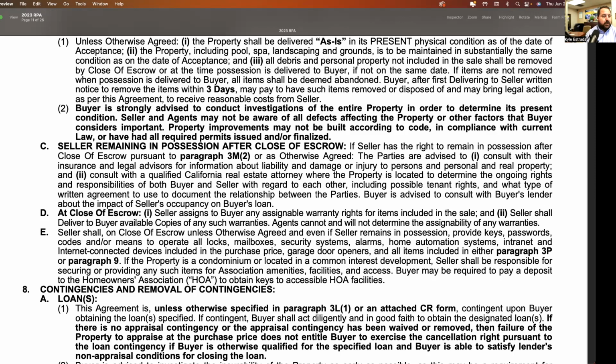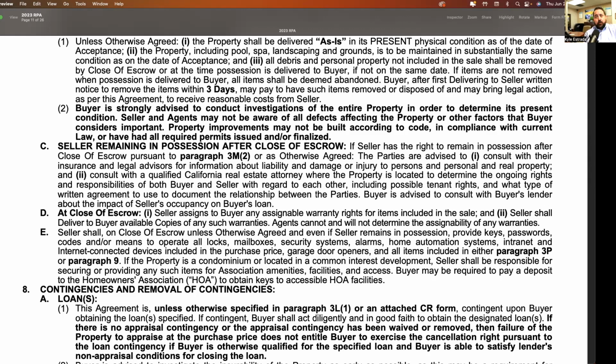Buyer may be required to pay a deposit to the homeowners association to obtain keys to the accessible HOA facilities. A lot of stuff. Basically what it's saying is, it doesn't matter if I, the seller, am remaining in possession for 4 days or 40 days, I'm still supposed to, at close, give you copies of all the keys, all the garage door openers, the internet access. I have to give all that stuff to the new buyer when we close escrow.